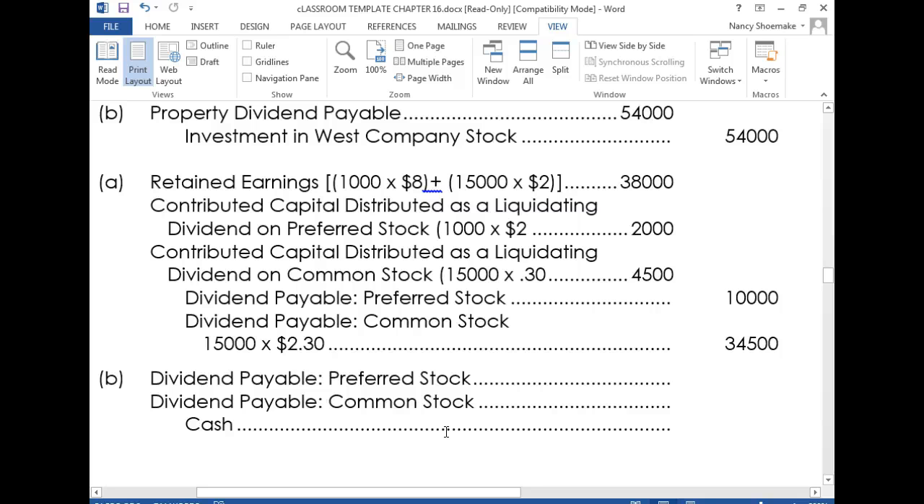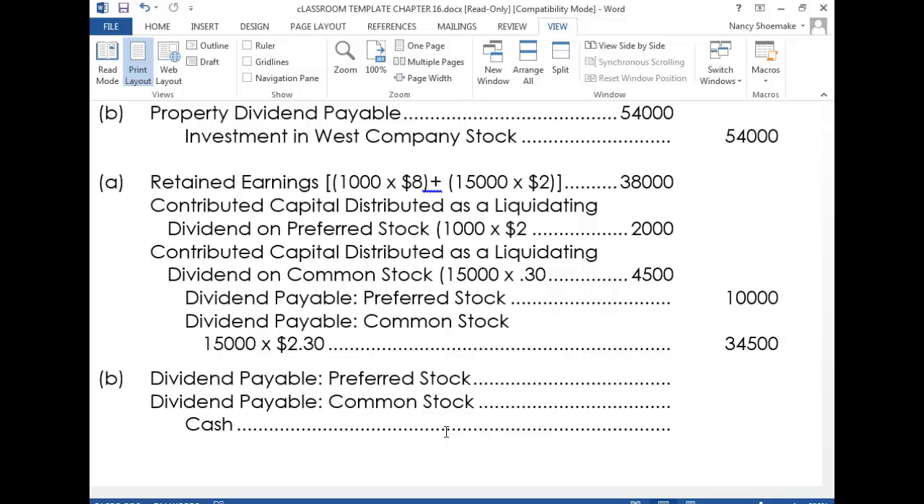Any questions on that? It's about as tough as it gets. Are we going to do another one similar to that? Because that 8 and that 2 is still a little confusing to me. Okay.